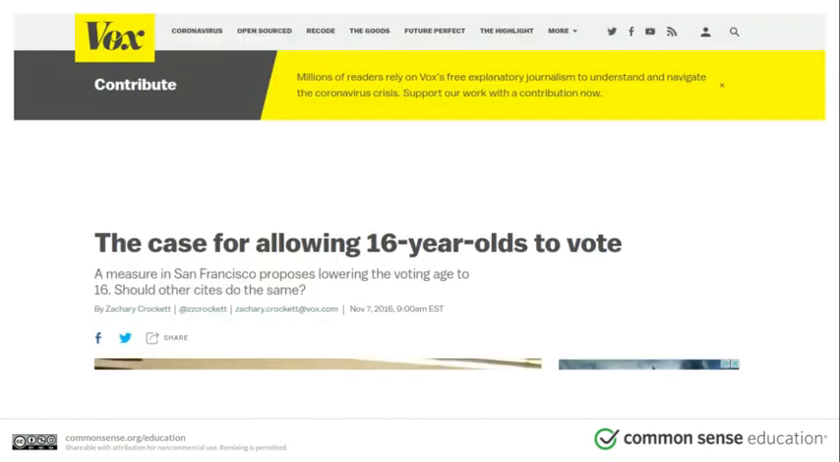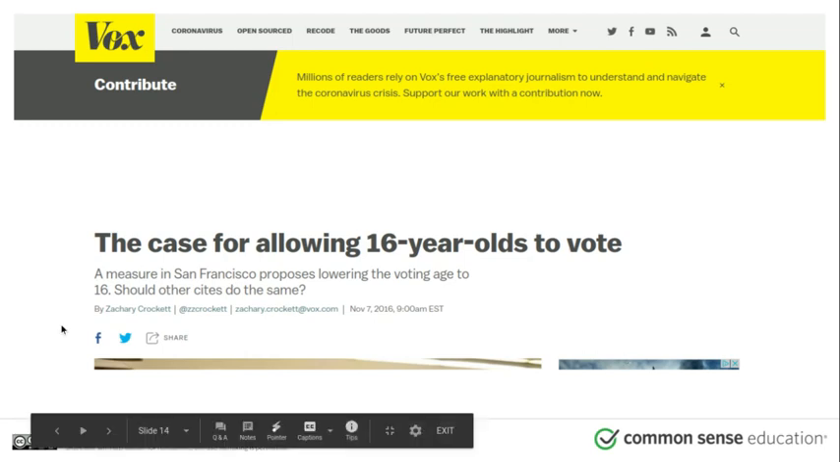So we've done that. The next step is to analyze the source. I'm going to look closely at the article itself. I'm going to look at the banner and see what the website is. I'm going to try to figure out some other information about it. I'm going to click on the about for Vox, and I'm also going to Google Vox. I'm also considering right here the author.